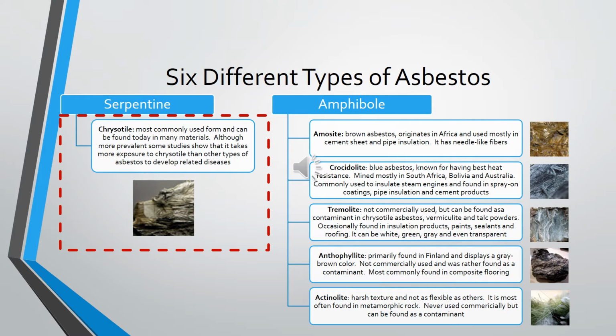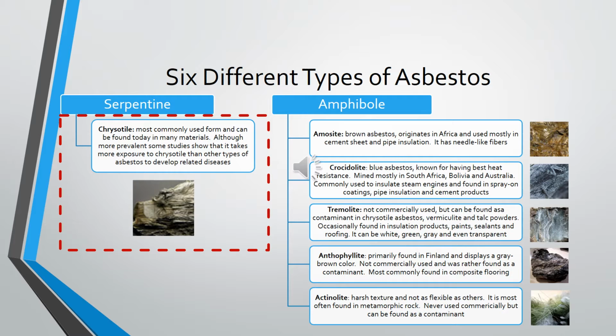As mentioned in the previous slide, there are 6 different types of asbestos classified into 2 different forms: serpentine asbestos and amphibole asbestos. Most types of asbestos are found under the amphibole classification. There's amosite, chrysotile, tremolite, anthophyllite, and actinolite. Tremolite, anthophyllite, and actinolite are mostly referred to as contaminants and can be found in conjunction with other types of asbestos.